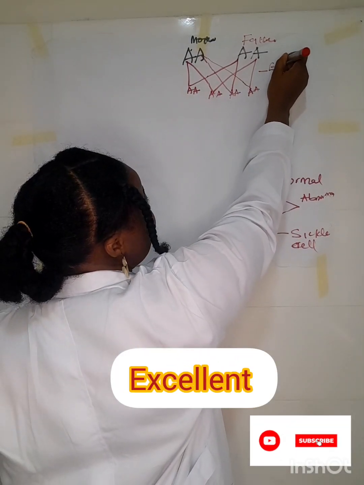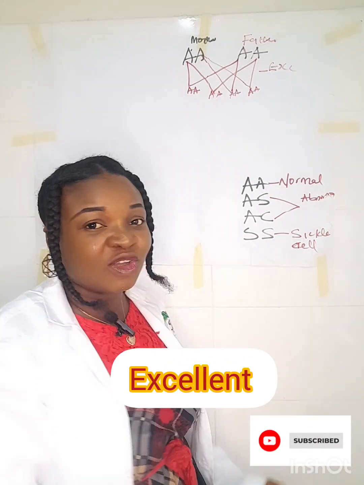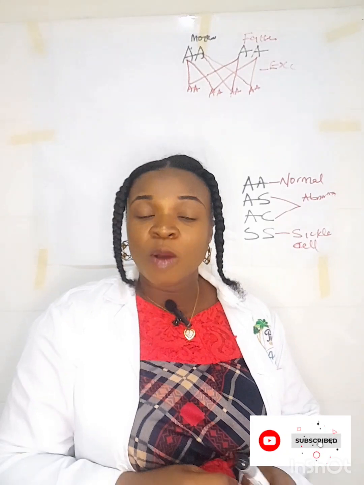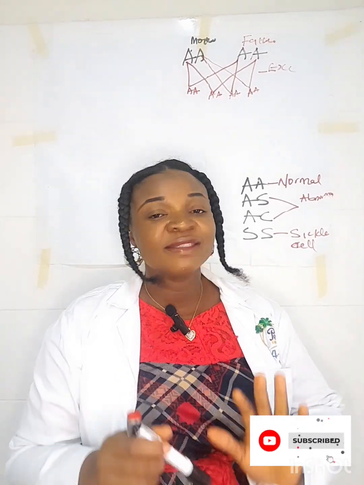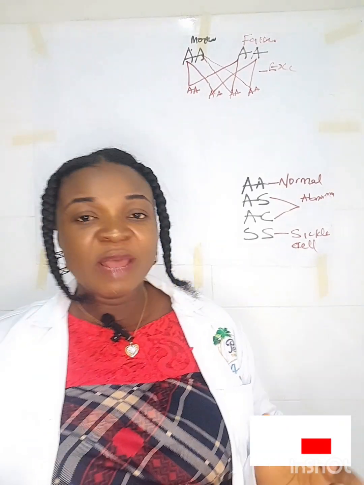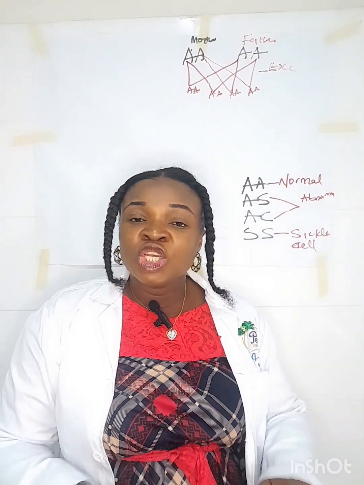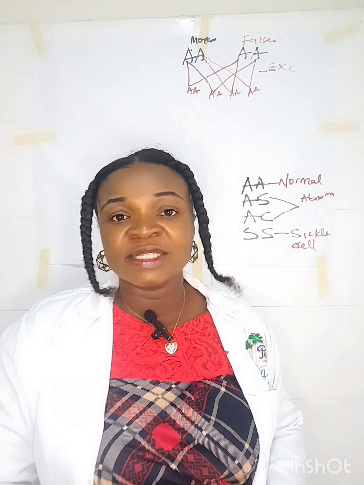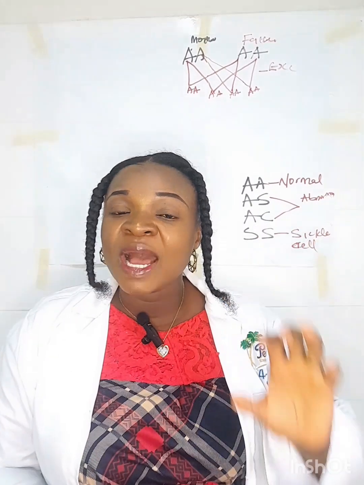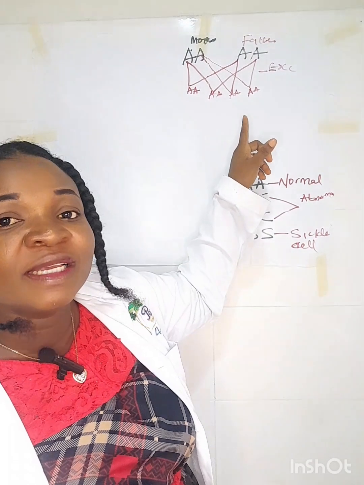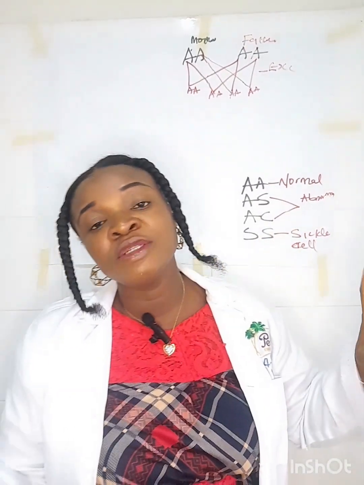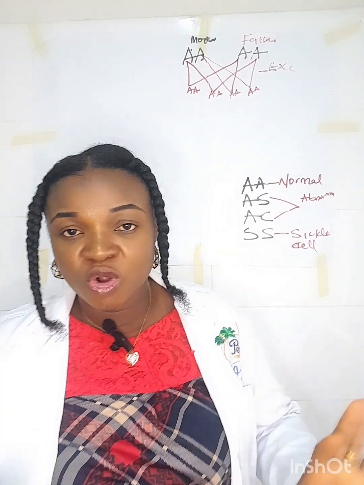This is an excellent combination. So if you see 2 couples and both are the hemoglobin genotype AA, it's an excellent combination. Allow them to get married because the probability of each of their pregnancy becoming a normal hemoglobin genotype child is 100%. It's expected that all their children should be AA hemoglobin genotype.